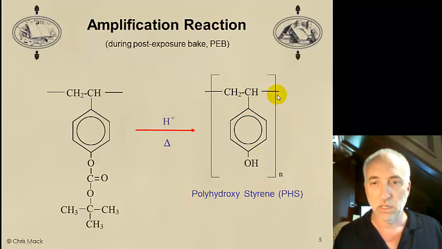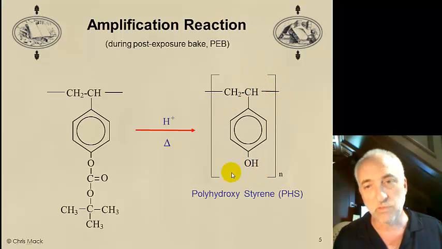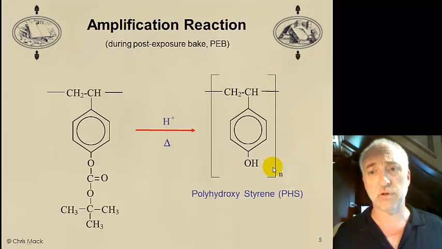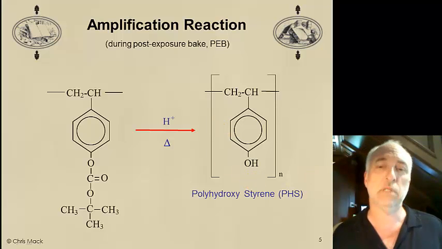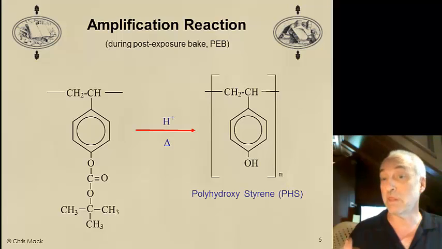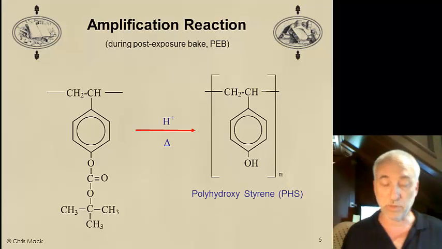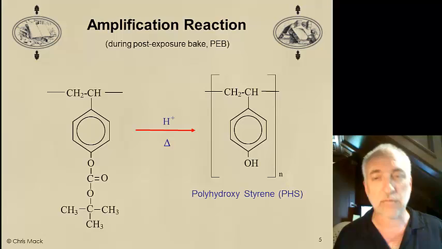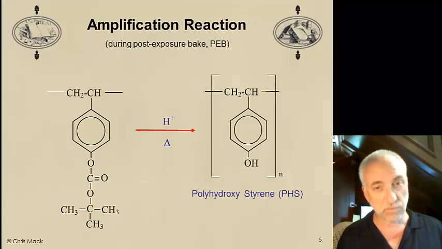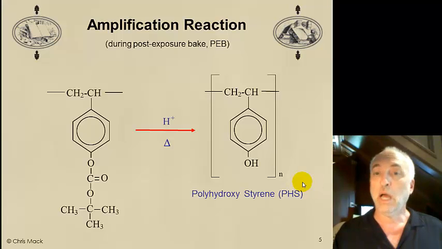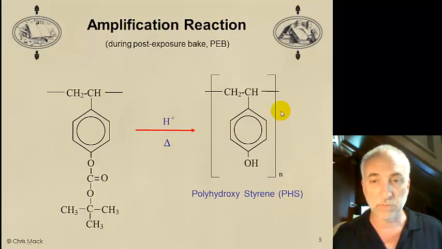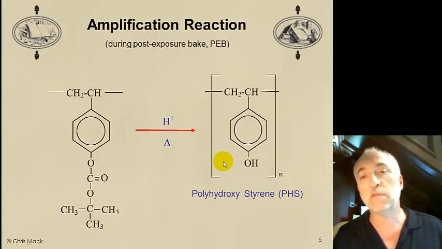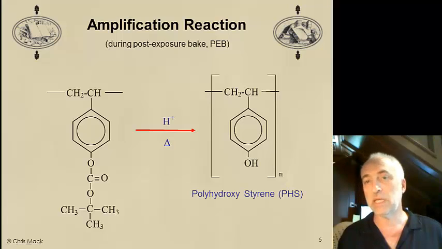polyhydroxystyrene. This is our polymer resin after the reaction has been completed, and let's just think about what would happen with this material in our developer. We're going to use the same aqueous-based developer that we use for our DNQ Novolac resists. And this polyhydroxystyrene, PHS, or sometimes called P-host, is in fact extremely soluble in that aqueous-based developer.